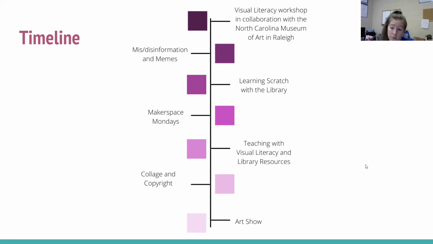This is the timeline of when we moved from the first program that we had, the visual literacy workshop in collaboration with the North Carolina Museum of Art. Kristen Smith is great. She works there. She came in and she discussed visual literacy and the significance of visual literacy and what it means and what it looks like. She did the See, Think, Wonder activity, and everybody really had a good time. And then I moved through these various activities.